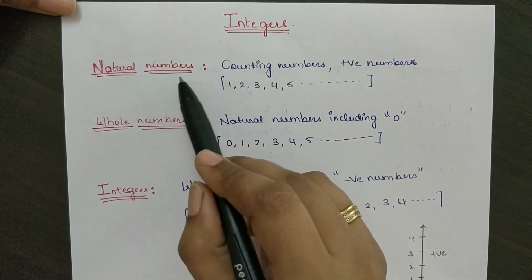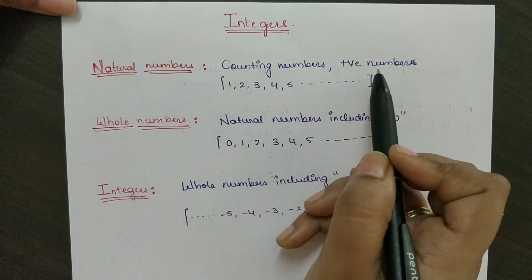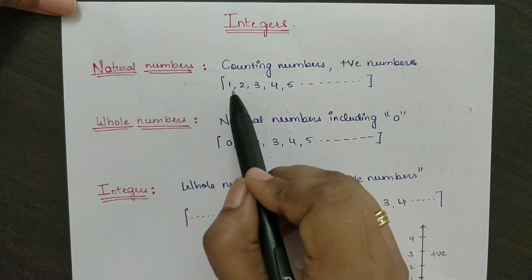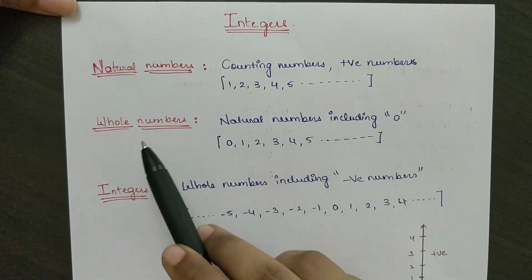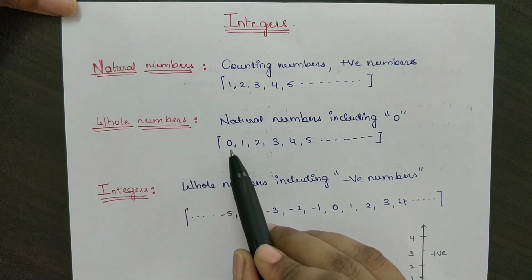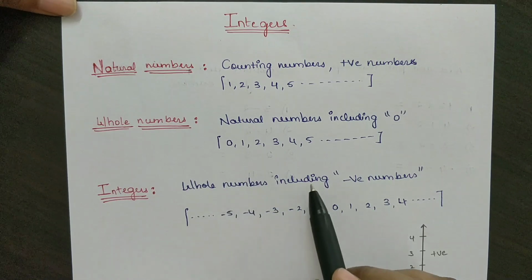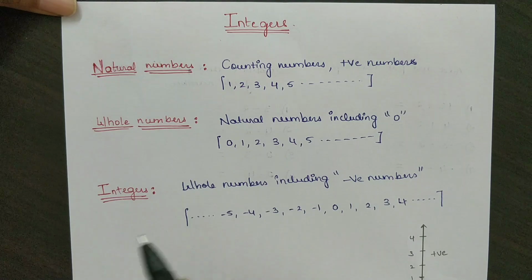Integers, natural numbers, are also called counting numbers or positive numbers. Natural numbers start from 1. Natural numbers including 0 are called whole numbers. Therefore, whole numbers start from 0. Whole numbers including negative numbers are called integers.